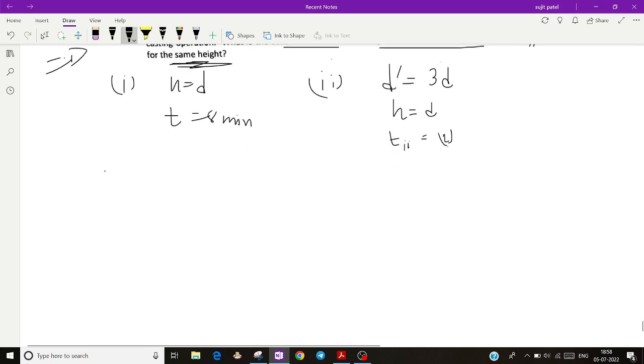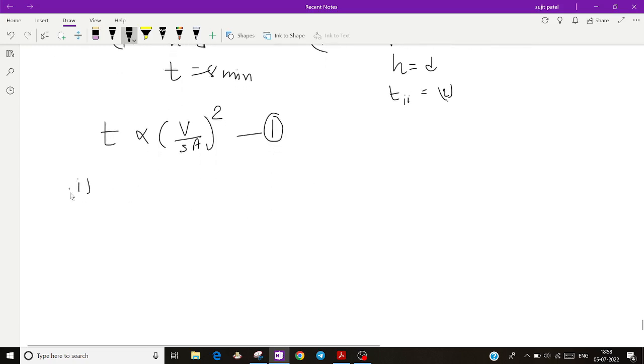We know Chvorinov's rule is that solidification time is proportional to (volume upon surface area) to the power n, but for sand casting we are taking n as 2, so it is equation number 1. Now for the first cylinder, what is the volume? That is pi by 4 d square h, and h is equal to d as we know, so it is pi by 4 d cube.